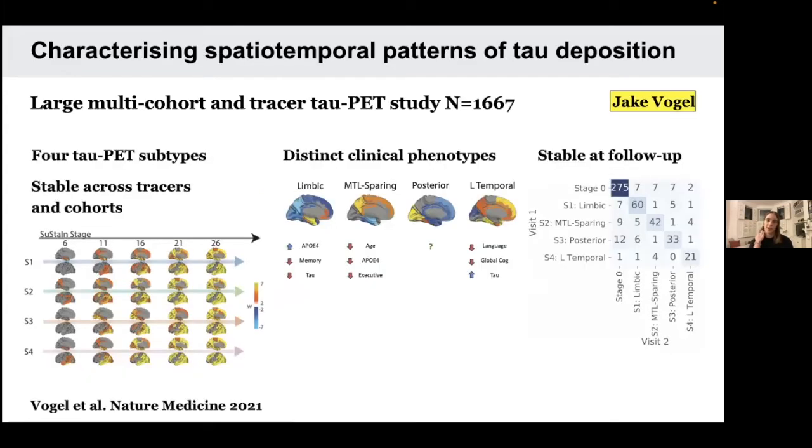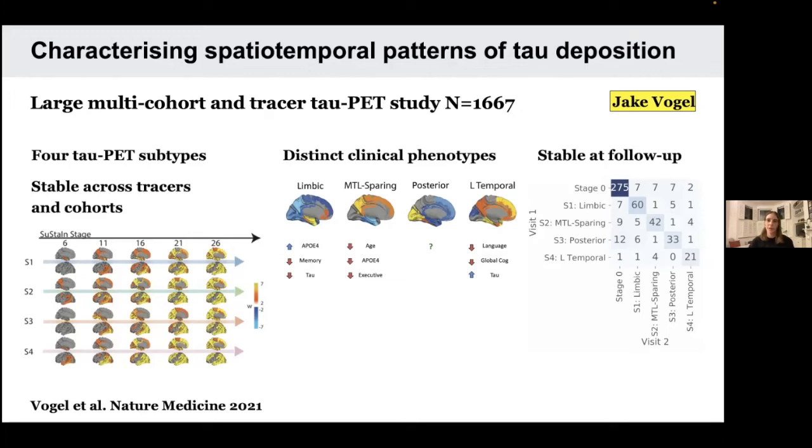Another really interesting application of SuStaIn in Alzheimer's disease is this study that came out recently, which was led by Jake Vogel, where we looked at spatiotemporal patterns of tau deposition using tau PET. The really nice thing here is first that it's such a large study across multiple cohorts and tracers, but also that it looks at tau PET, which is a more direct measure of the regional distribution of neurofibrillary tangles, as opposed to volume loss, which could be caused by a number of pathologies. So Jake looked at data from 1,667 individuals and identified four different tau PET subtypes, which he then replicated using a separate sample with a different tracer.